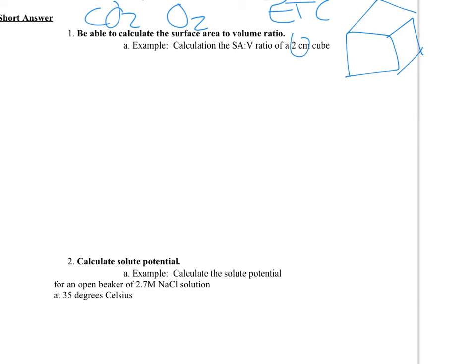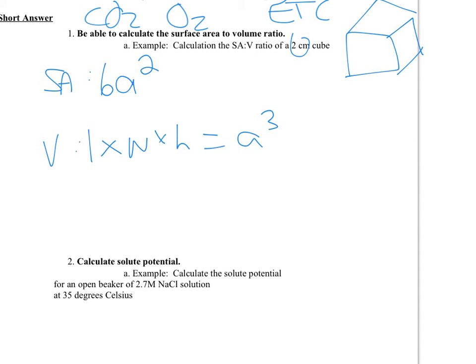So if you look on your formula sheet, which you'll have, you need to calculate 2 things. You need to calculate the surface area of a cube, and you need to calculate the volume of a cube. The surface area of a cube on your formula sheet is going to say 6a squared, and the volume of a cube is going to say length times width times height, which is the same thing as a cubed. All right? So first you need to know and understand that a is the side of the cube. Okay? So a in this case is 2.